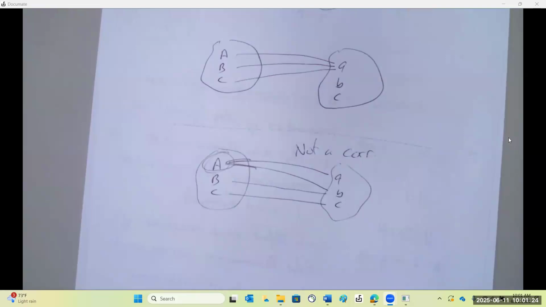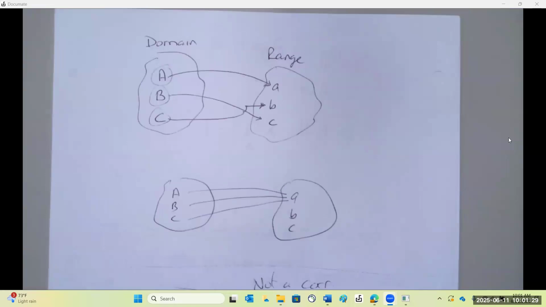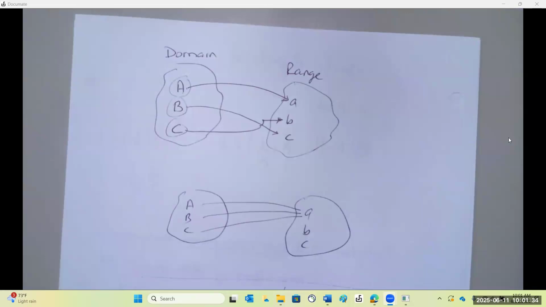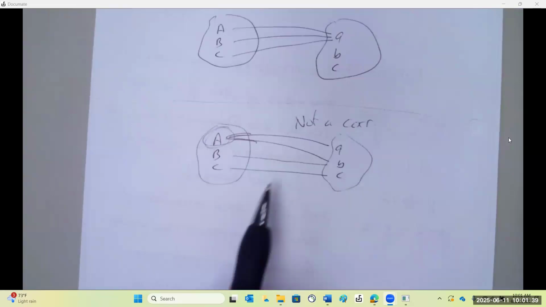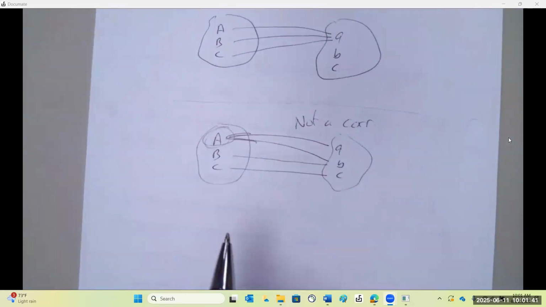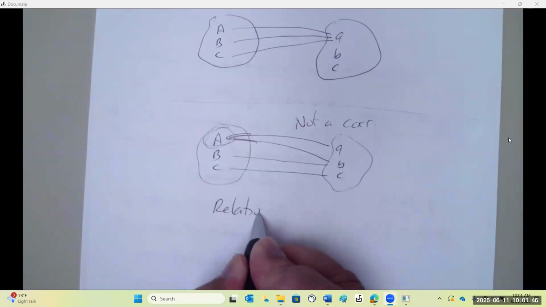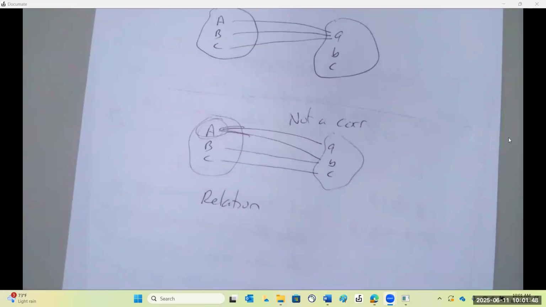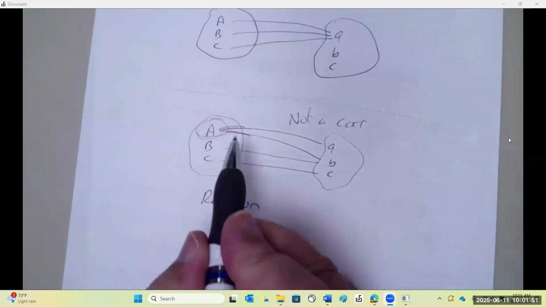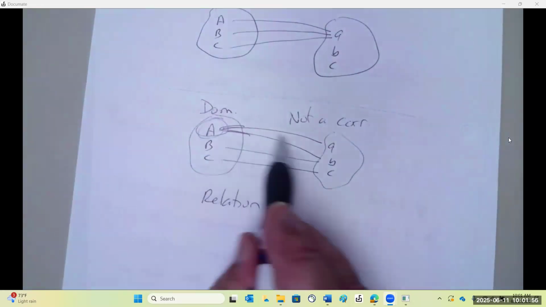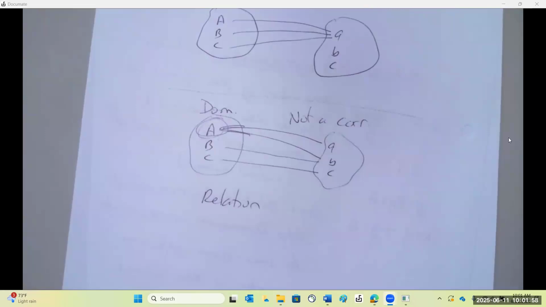Think about how if you're dating, you only have one other person to talk to. Is this dating? No. This has got another name. If something like this happens, that's called a relation. A relation is if one member from the domain sends to more than one member of the range.